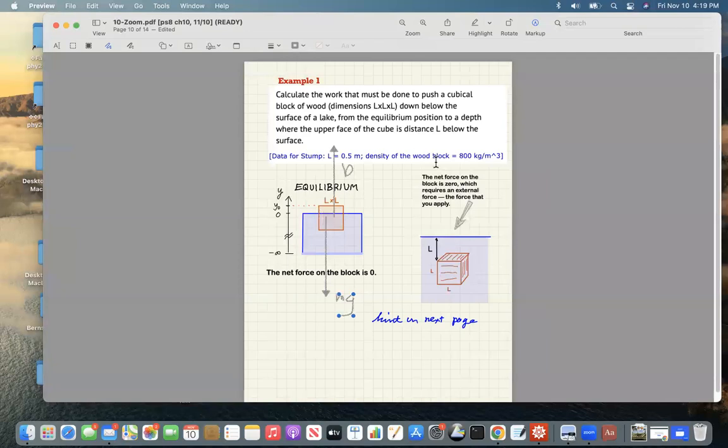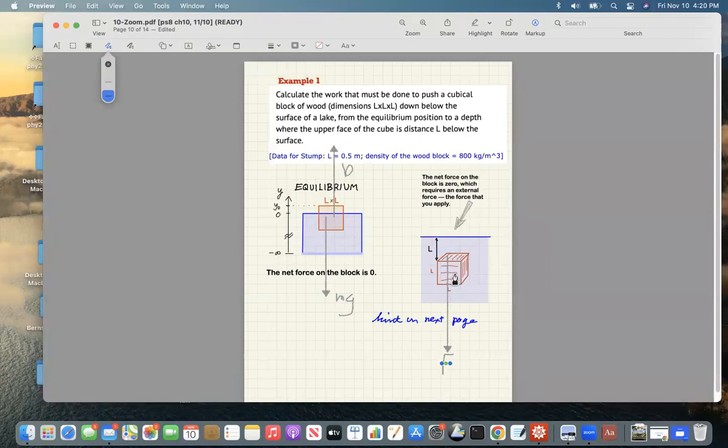And now you're going to push it down. So in other words, you're going to put your hand on the top of the block and push it down to a depth where the upper face of the block is distance L below the surface. So you're going to push the block down by a length L, where the block is L by L by L. So you're going to exert a force on the block, let's call that force F. That's the force that you're exerting.